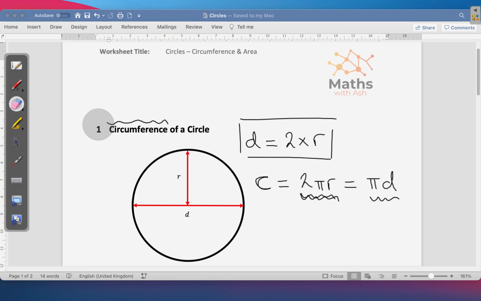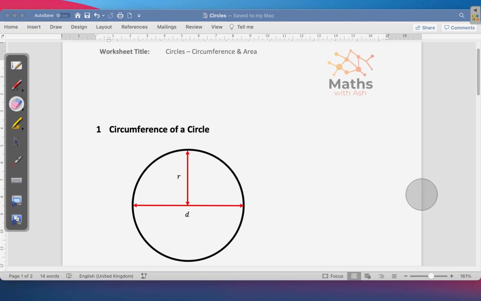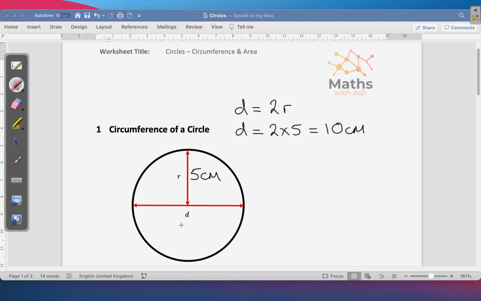Now let's just tidy this up and we'll do an example. So let's say, for example, our radius is 5 centimetres. We know that diameter is equal to 2 times the radius. So in this example, the diameter is equal to 2 times 5, which is 10 centimetres.